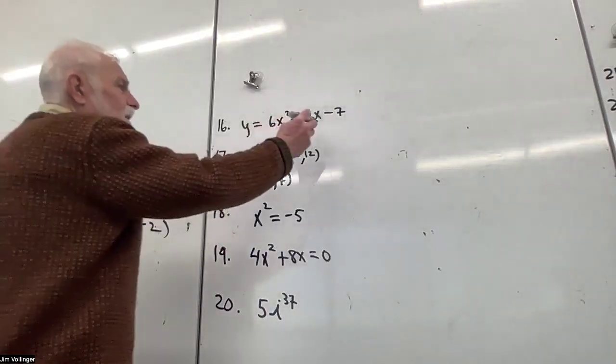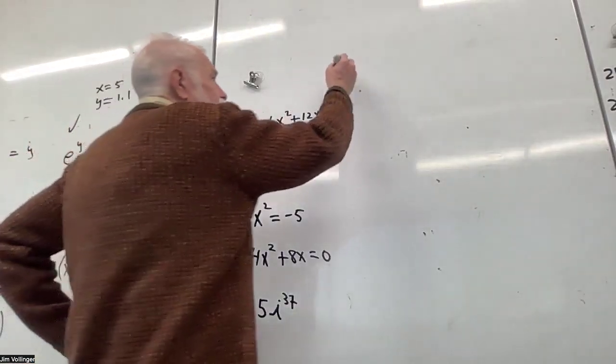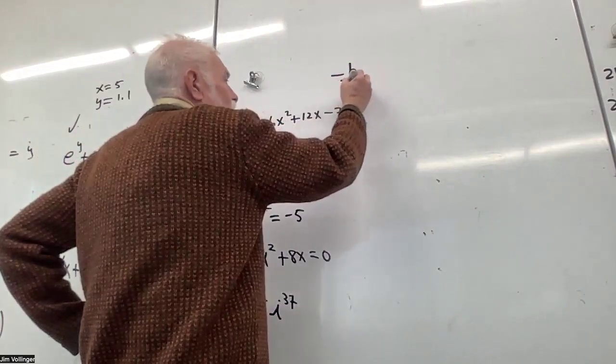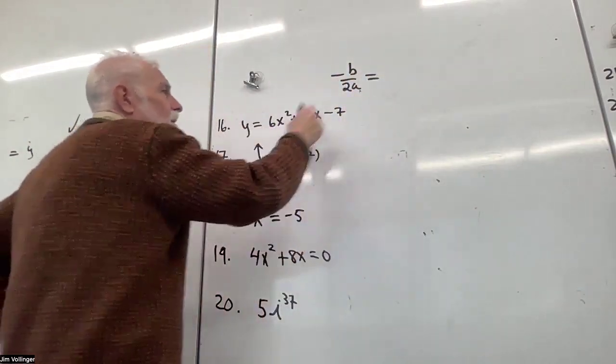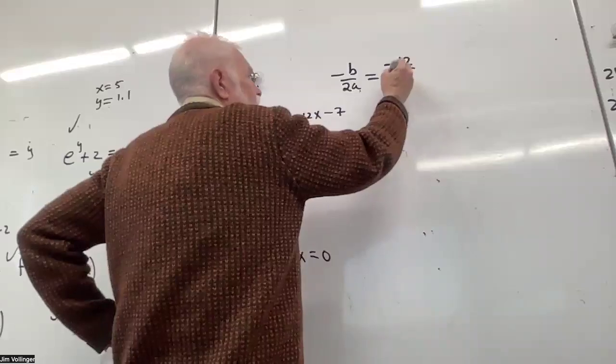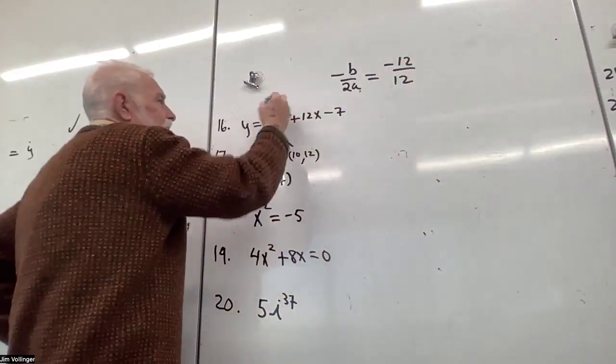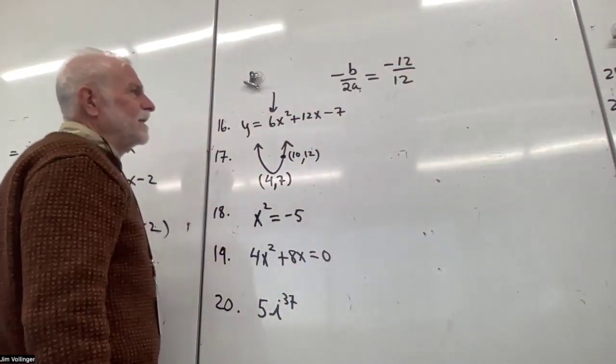6x squared plus 12x minus 7. We're just looking for the vertex. You have to correctly do minus b over 2a, which is minus 12 over 2 times 6. Well, I'm seeing -1.